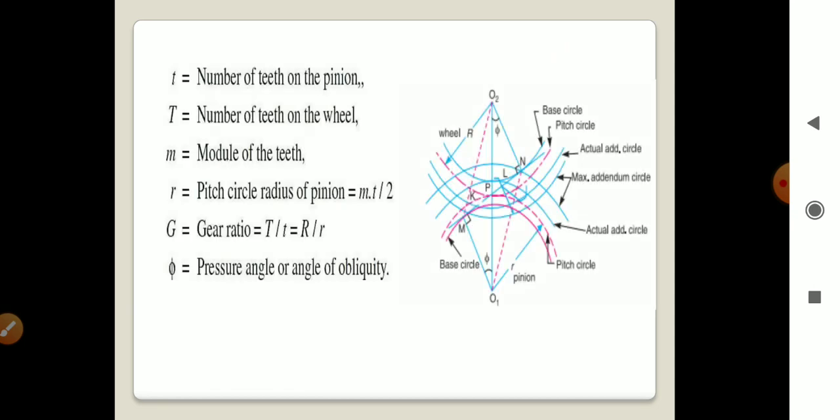Now see here, we know that small t is the number of teeth on the pinion. Next, capital T is the number of teeth on the wheel. Small m is the module of the teeth.